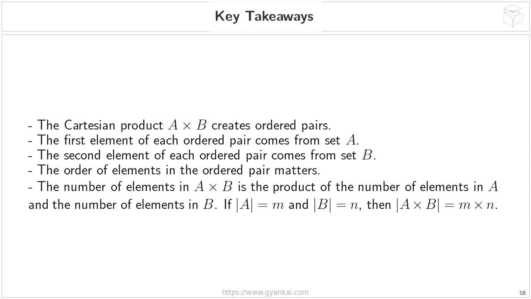Then the number of elements in A cross B, which we write as the cardinality of A cross B, is simply M multiplied by N. So the size of the Cartesian product is the product of the sizes of the individual sets. We'll look at some common mistakes students make on the next slide, so make sure you've got a good grasp of these core concepts first.